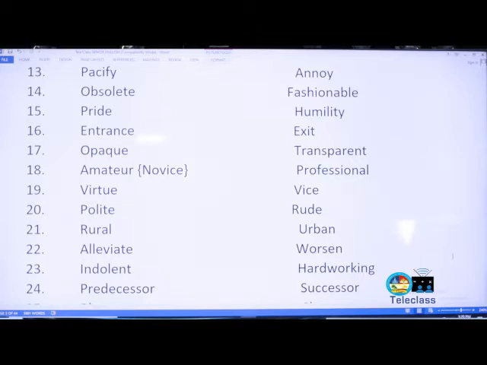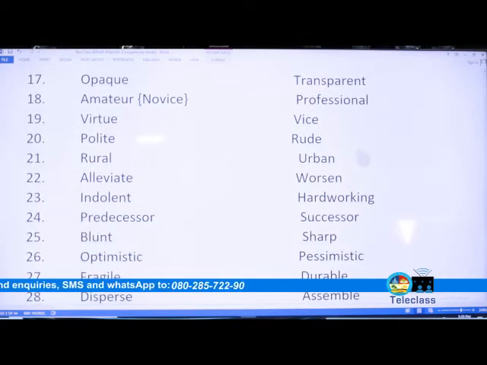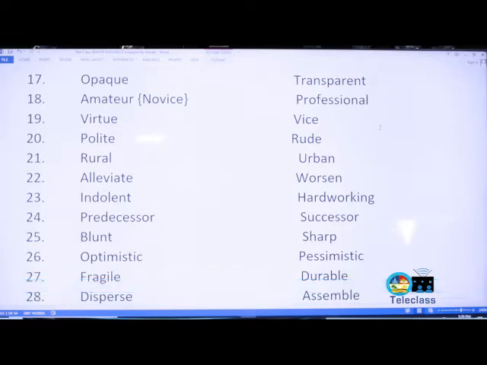Then we have rural. Rural has to do with a village setting, something that is not in a city. So opposite is urban. Urban has to do with a modernized place. Then we have alleviate. Alleviate means to reduce. Let's say someone is not fine. You give the person drug to reduce the illness, that is alleviating it. Then opposite is to worsen. That means to increase the ailment.